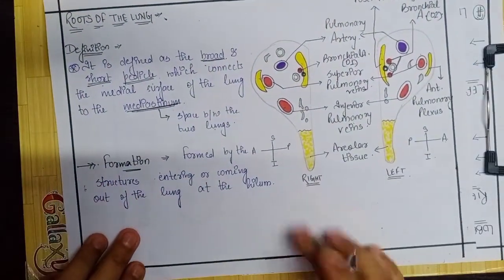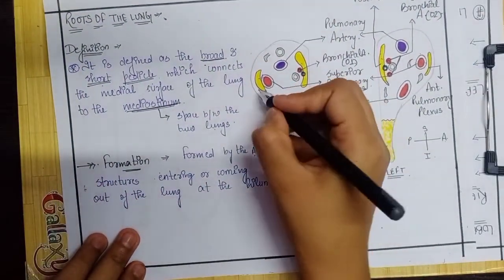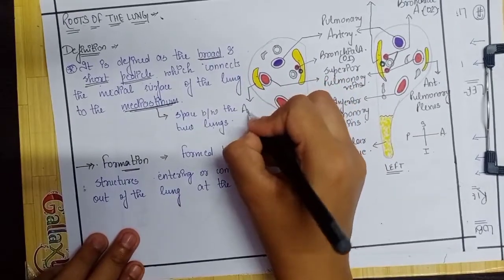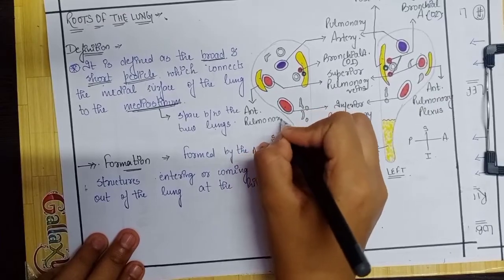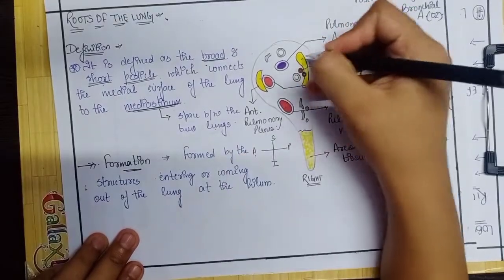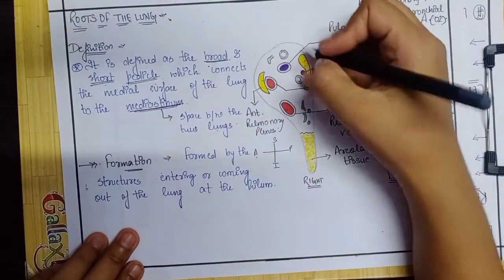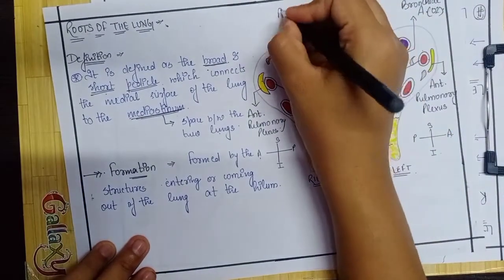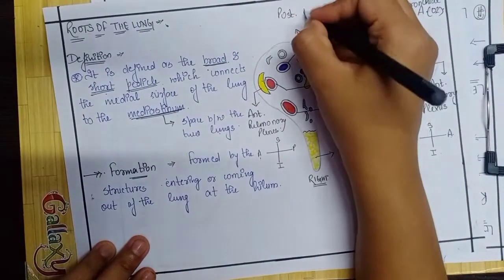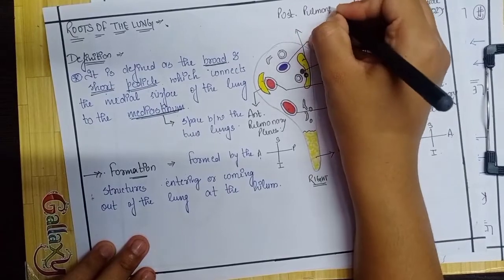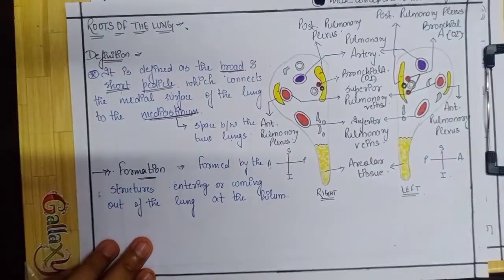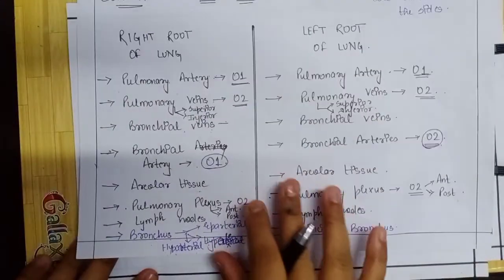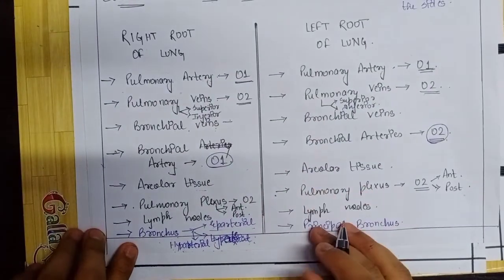Similarly, on the right side, this side is anterior, so this will be the anterior pulmonary plexus, and this side is posterior, so this side will be the posterior pulmonary plexus. So we have done 6 contents in total till now, and we also have 2 more left.